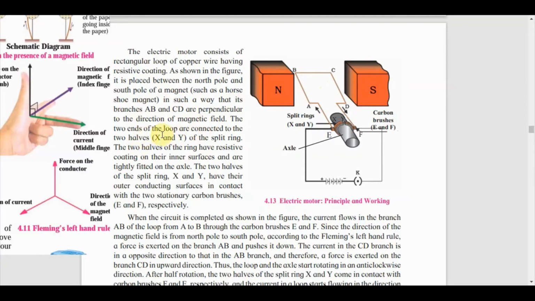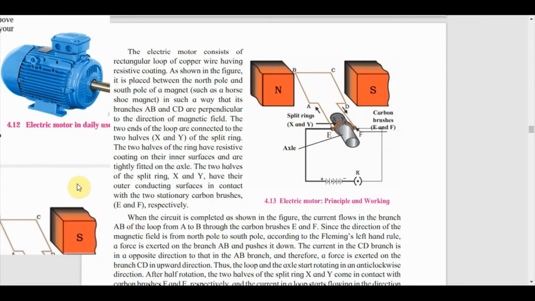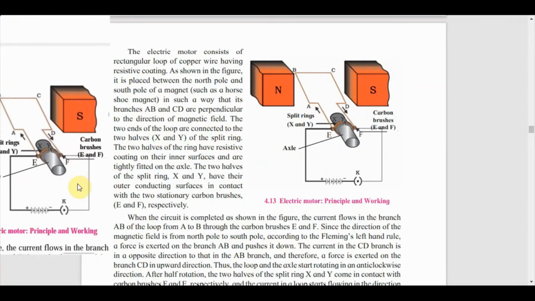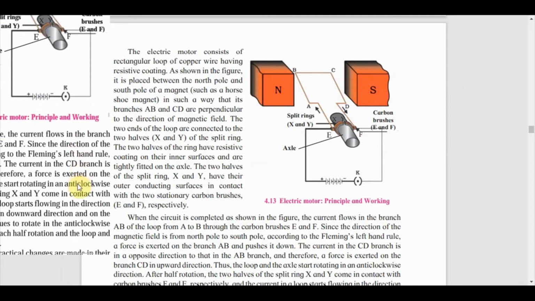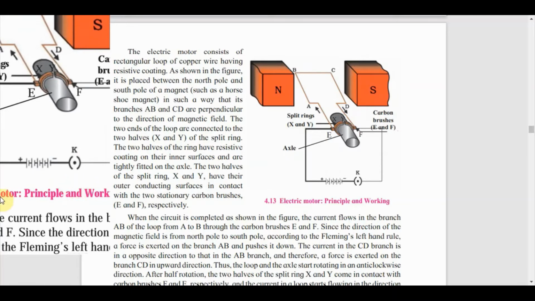The two ends of the loop are connected to two halves, that is X and Y, of the split ring. See here, it is connected to the split ring here. Okay, now if you want, I'll zoom it out here in this diagram also. You can see here, they are connected to the two halves.